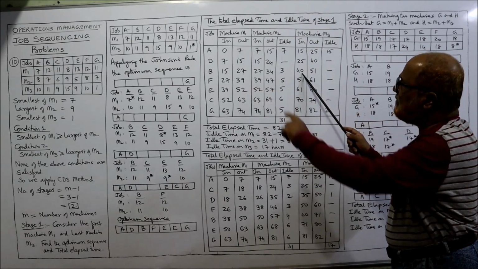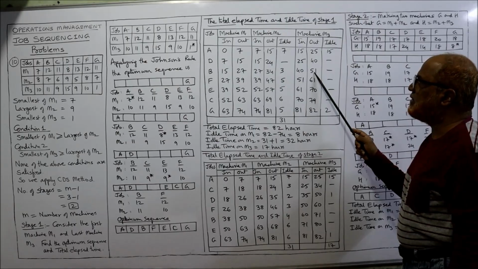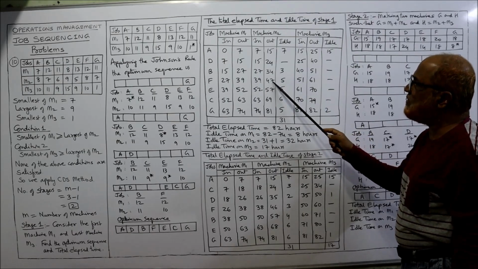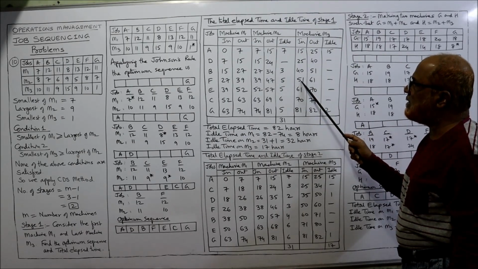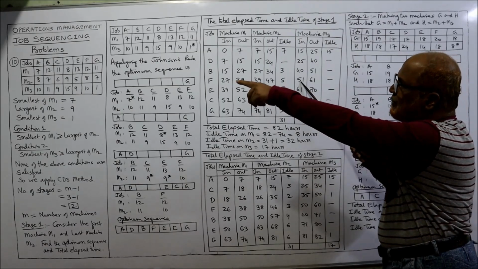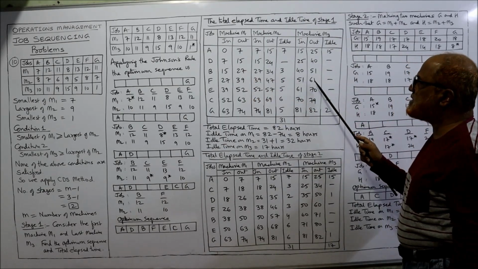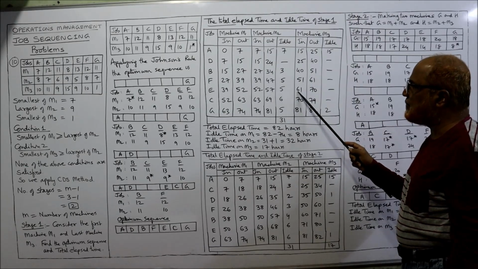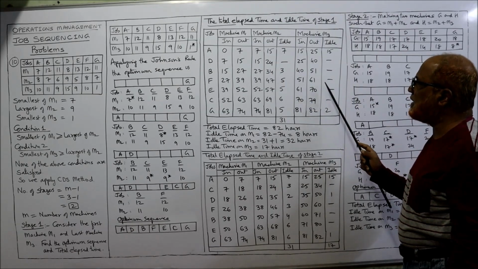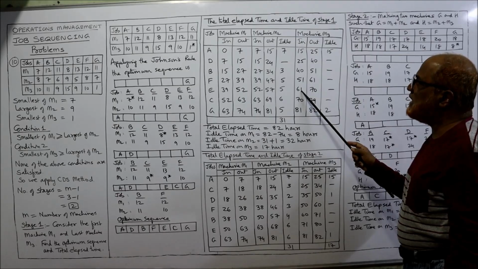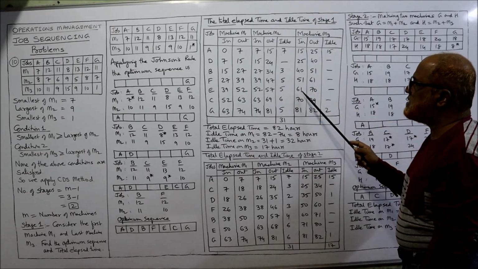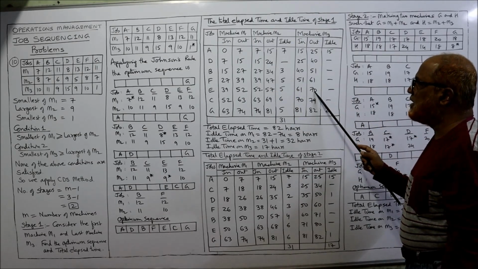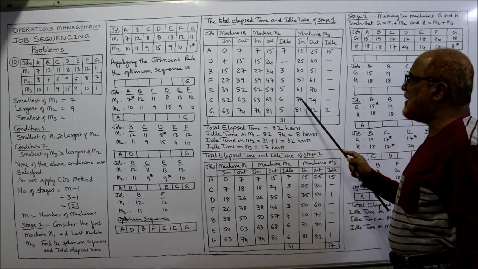BM3 is 11. 40 plus 7, 51. Now 51 or 47, whichever is higher. 51 is higher. Now FM3 is 10. 51 plus 10, 61. 61 or 57, whichever is higher. 61 is higher. No idle time. Now what is EM3? 9. 61 plus 9, 70. 70 or 69, whichever is higher.